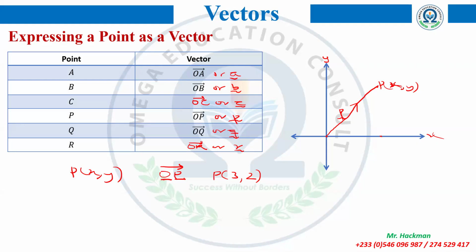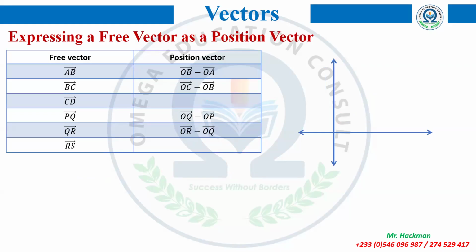If this is clear, let me move on to the next concept: expressing a free vector as a position vector. All free vectors, if you care to know, you can express as position vectors. Assume this free vector AB is made up of the point A and the point B. Am I right?